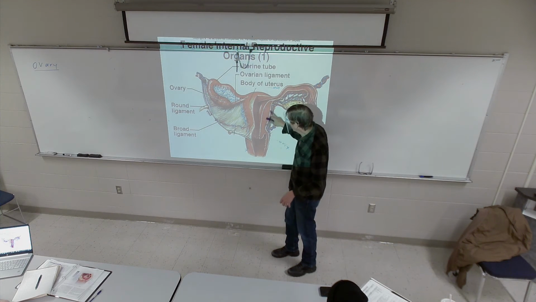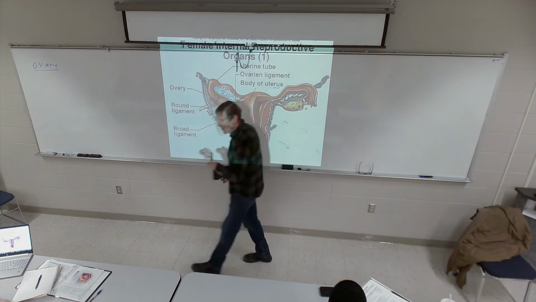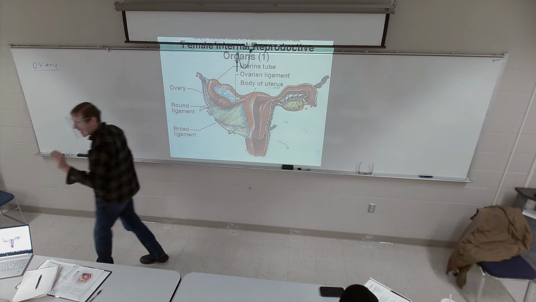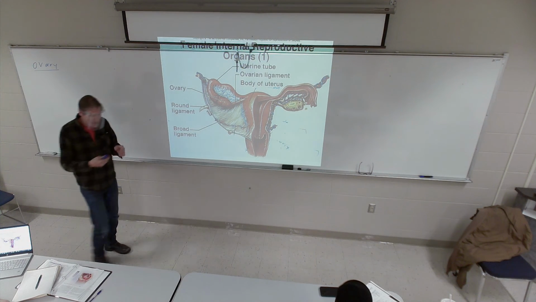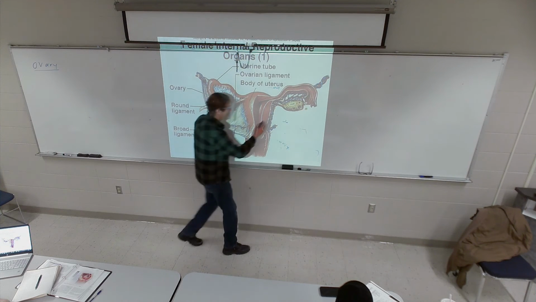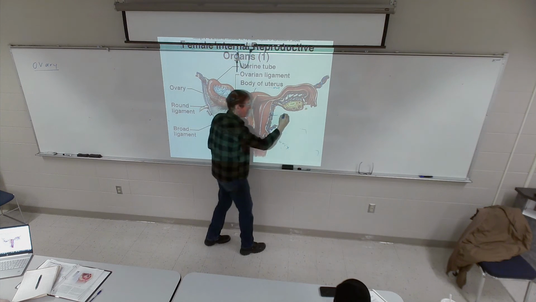The last thing we'll do today is look at the layers of the uterus, because there are a couple of interesting aspects to them. So we start at the outside, kind of just this layer of white.